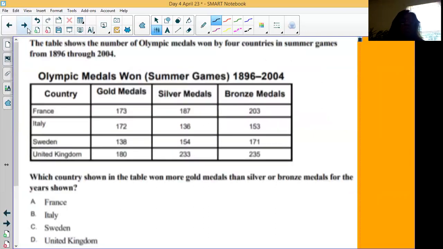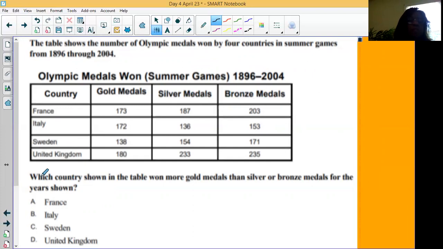Your next you do says the table below shows the number of Olympic medals won by 4 countries in summer games from 1896 to 2004. The title of your table is Olympic medals won, summer games, 1896 to 2004. Here you have 4 countries that competed. You have France, Italy, Sweden, and United Kingdom. Here you have the gold medals for each, the silver medals for each, and the bronze medals for each.